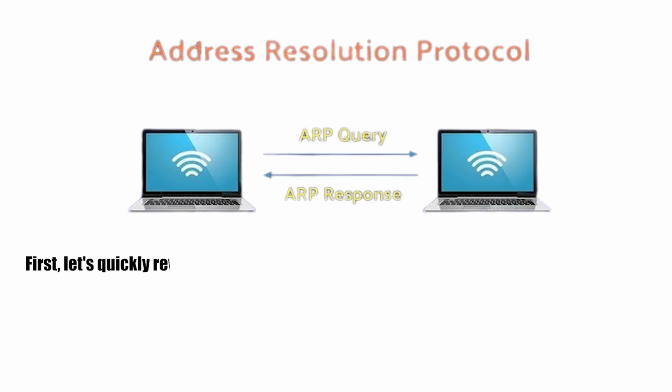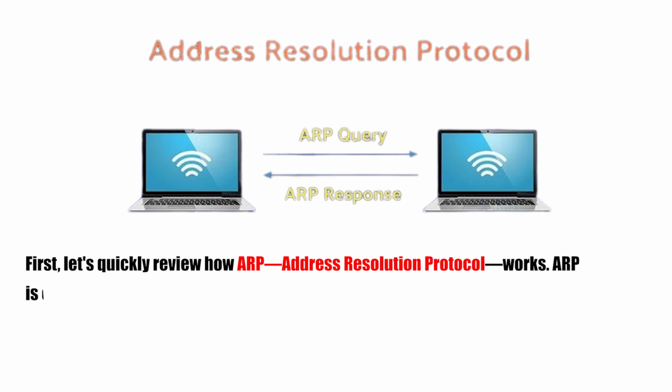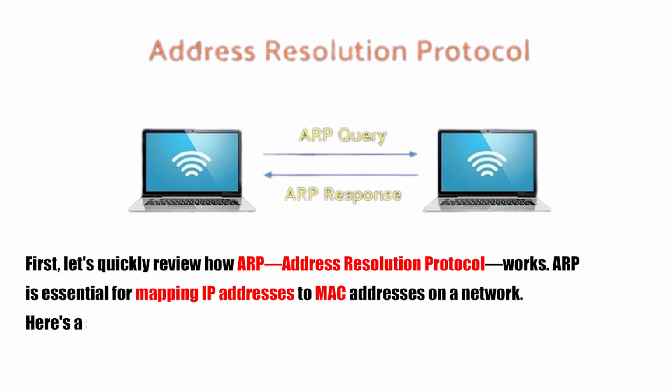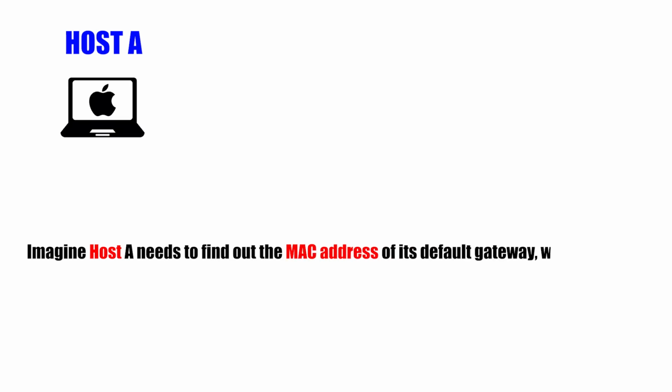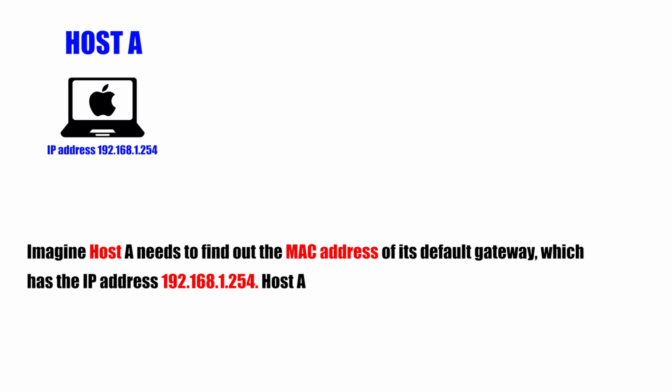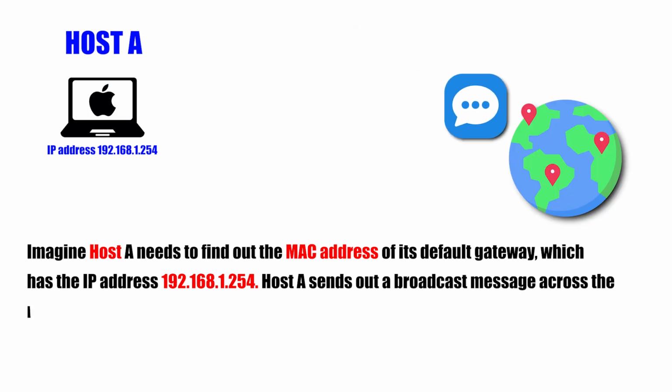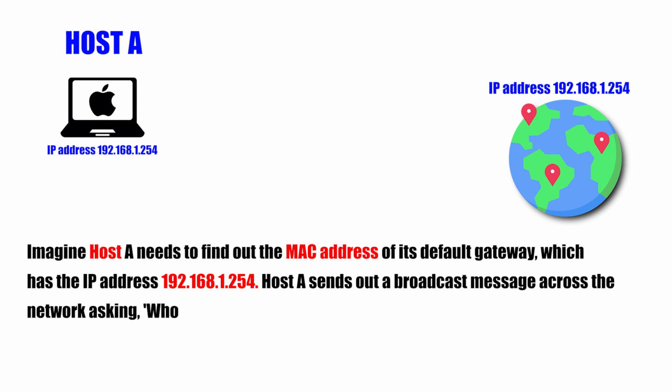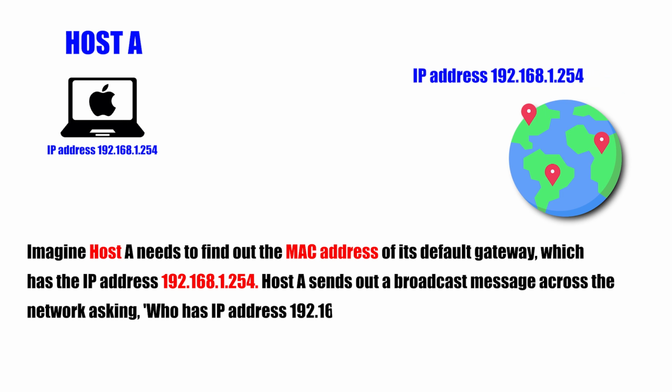First, let's quickly review how ARP, Address Resolution Protocol, works. ARP is essential for mapping IP addresses to MAC addresses on a network. Here is a simplified view of the process. Imagine host A needs to find out the MAC address of its default gateway, which has the IP address 192.168.1.254. Host A sends out a broadcast message across the network asking who has IP address 192.168.1.254. Please send me your MAC address.